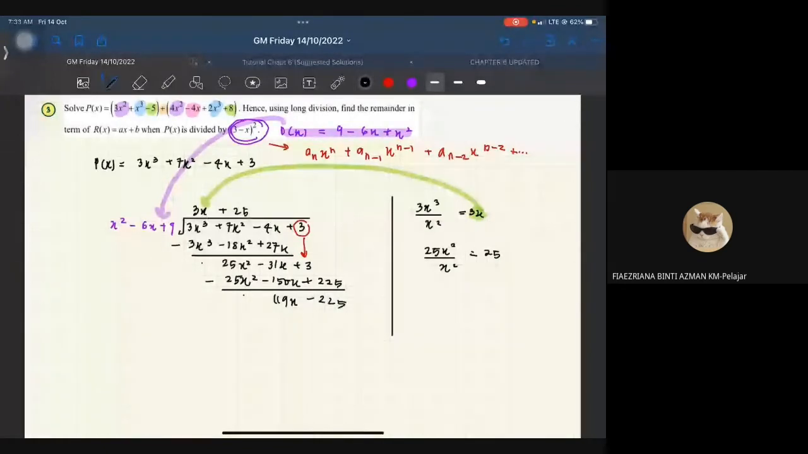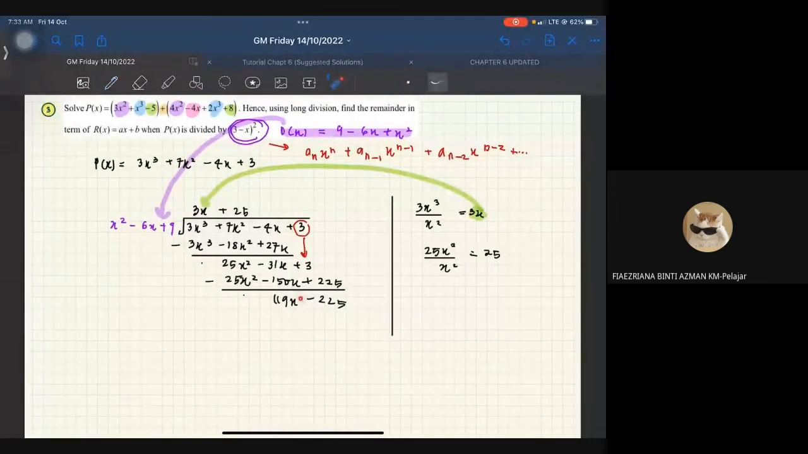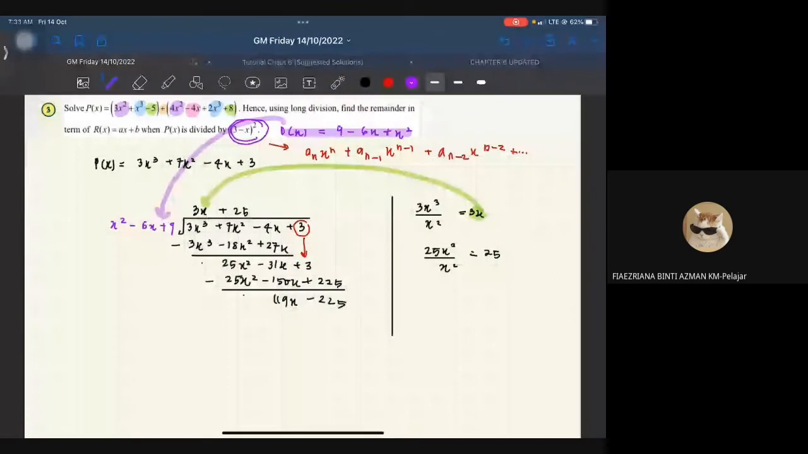So how do you know when to stop? We look here, the power must be less 1 than the one here. So the power over here is less 1 than the one before. Okay, so that is how to stop. That is when you need to stop.